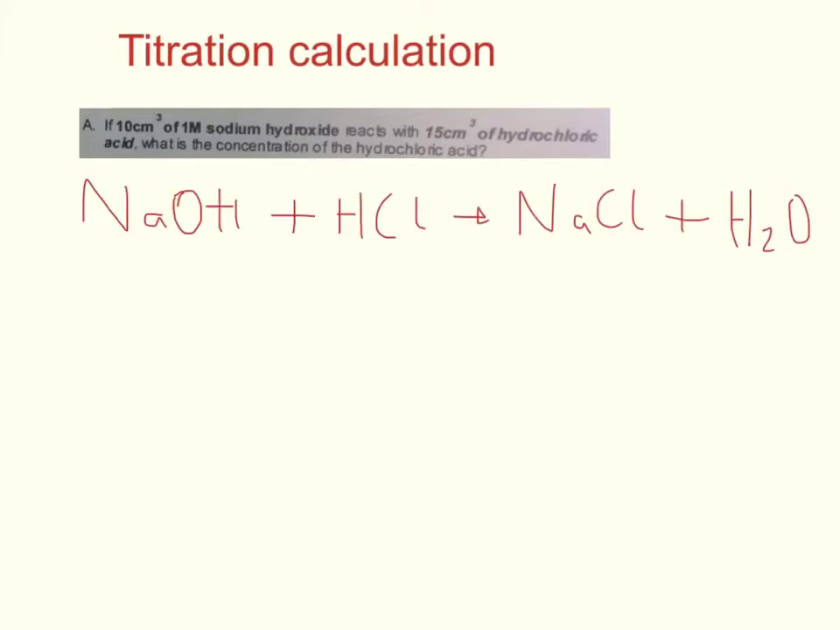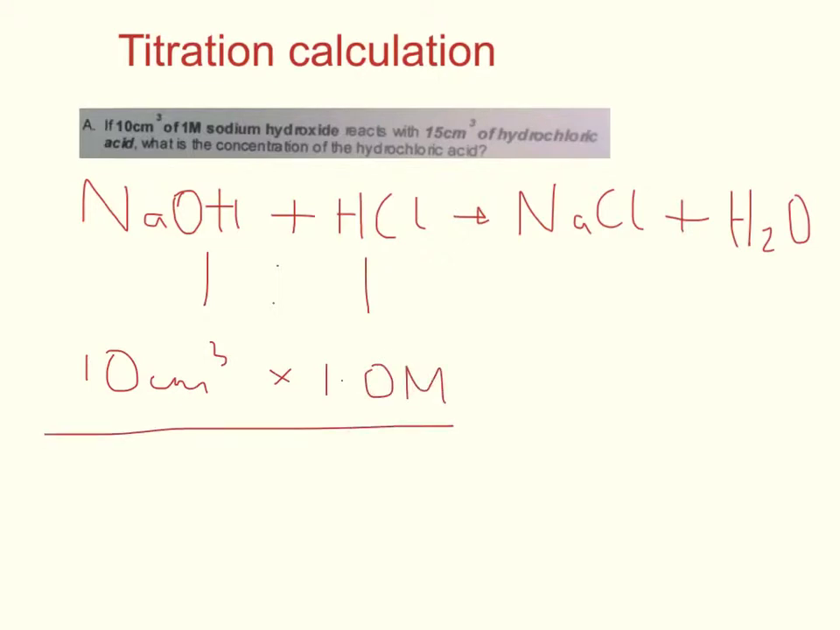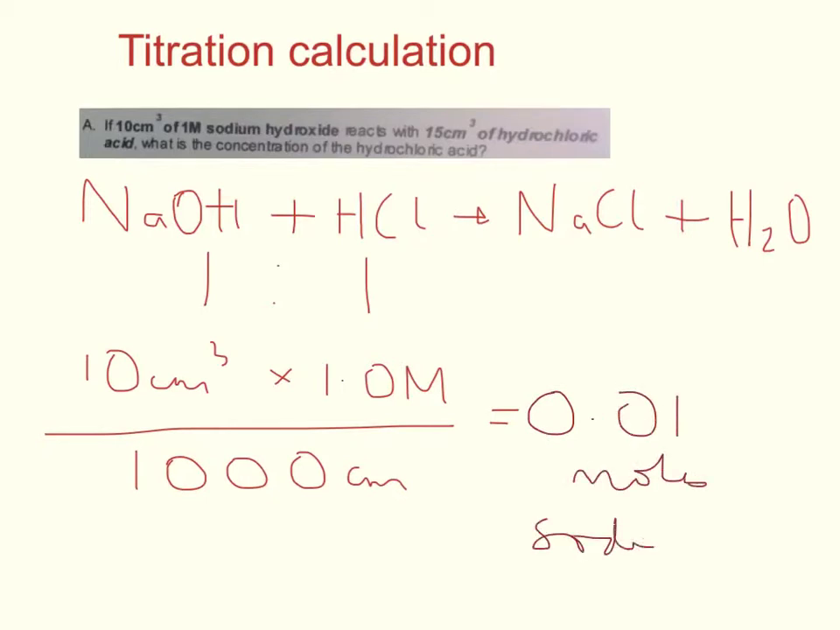First we write the balanced symbol equation and make note that the acid to alkali ratio is 1 to 1. And then find the number of moles of sodium hydroxide in our solution by multiplying the volume of sodium hydroxide by the concentration of sodium hydroxide divided by 1,000 centimeters cubed, which gives us 0.01 moles of sodium hydroxide. We note that the ratio of sodium hydroxide to hydrochloric acid is a 1 to 1 ratio.